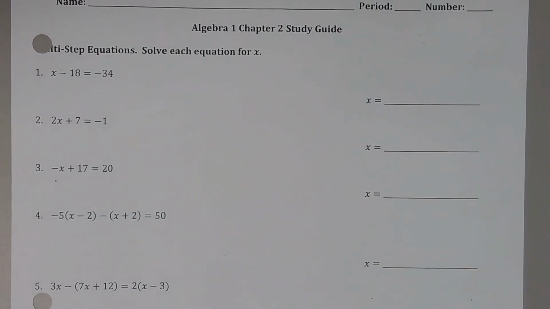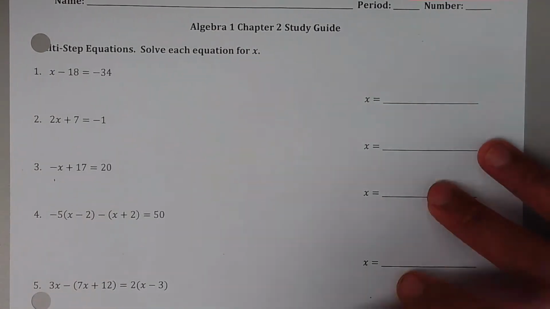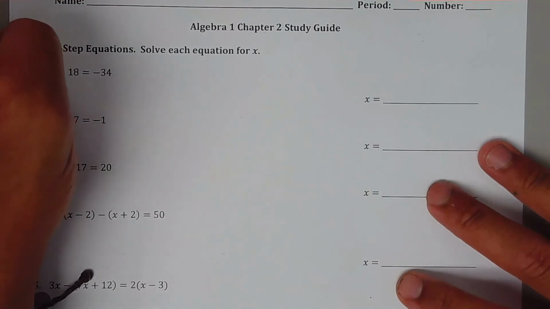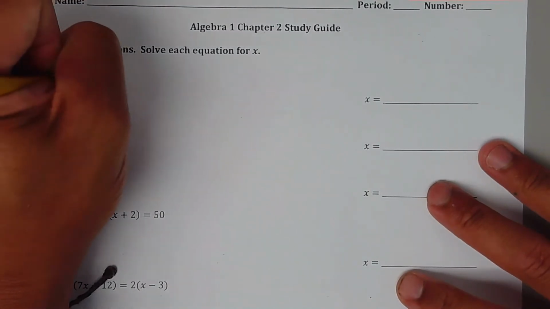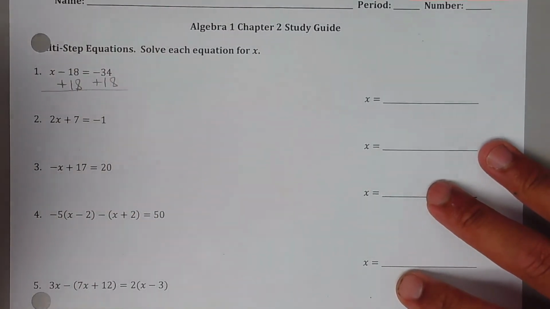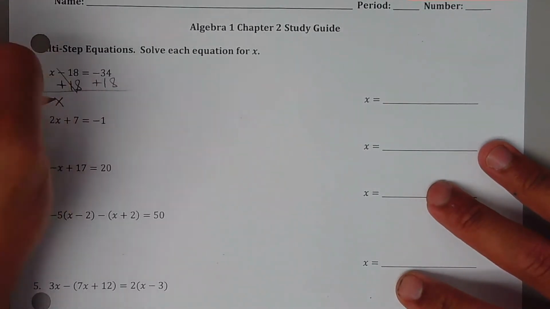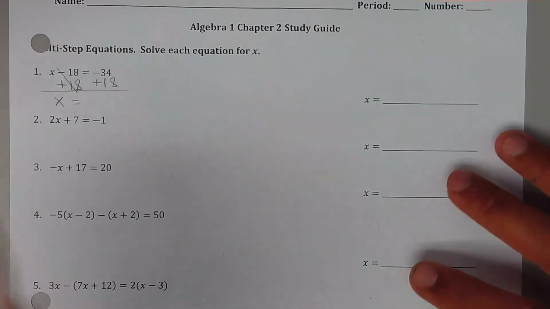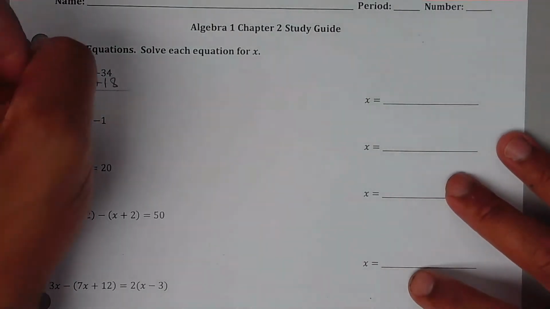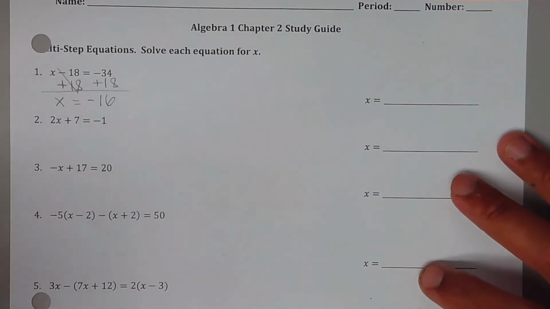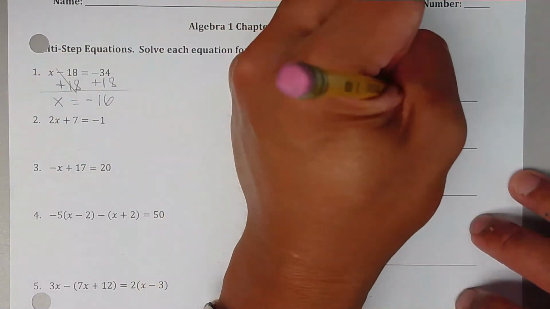Question number one, we want to get x by itself, right? Our goal is always to get x by itself. We want to get rid of that minus 18. The inverse of subtracting 18 is adding 18. Add 18 to both sides. Those 18s cancel out. On the left-hand side, we're left with x is equal to negative 34 plus 18. That's going to be negative 16. X is equal to negative 16.